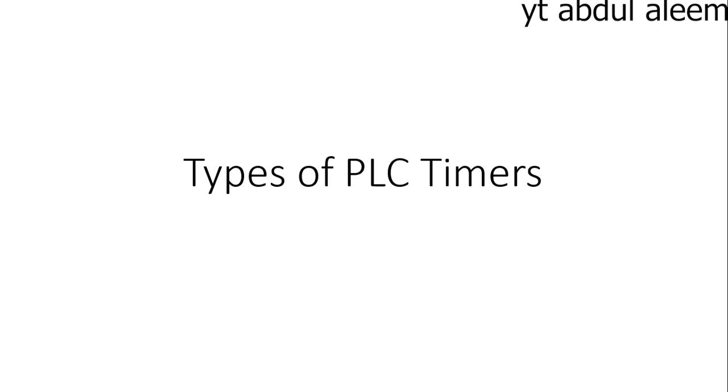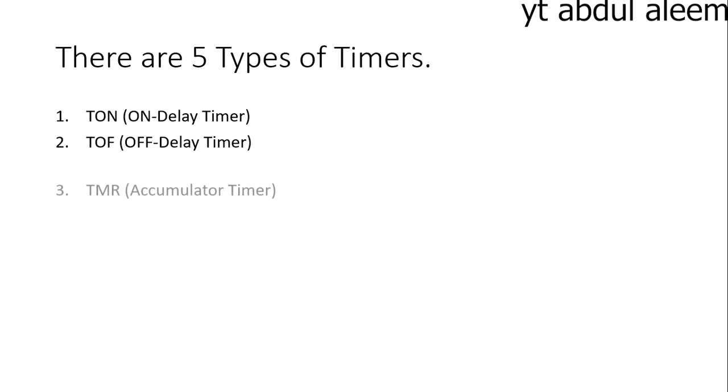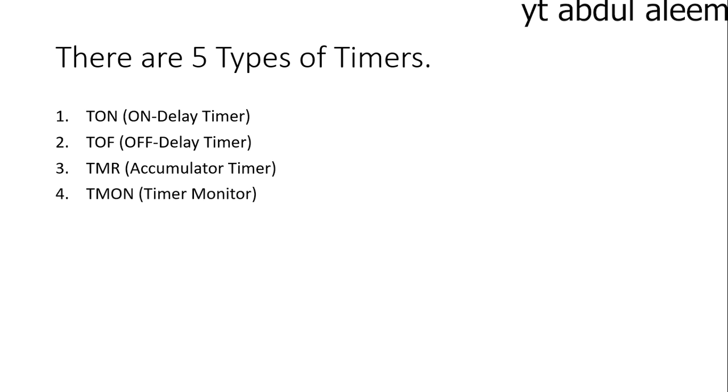Types of PLC timers. There are 5 types of timers. TON, on-delay timer. TOF, off-delay timer. TMR, accumulator timer. TMON, timer monitor. TRTG, time reset timer.